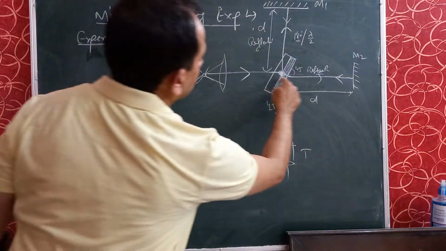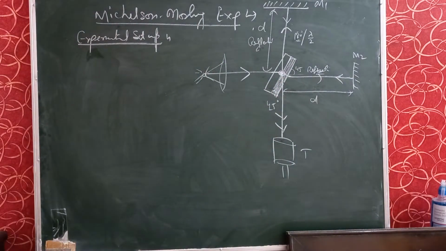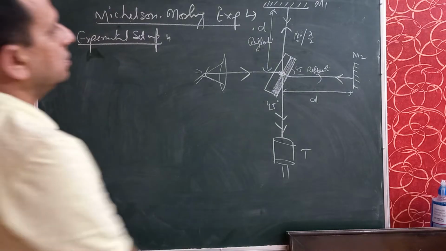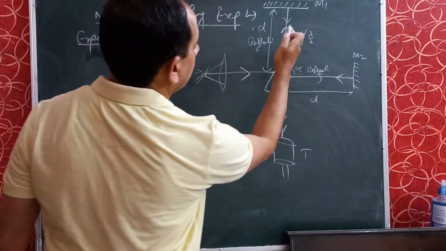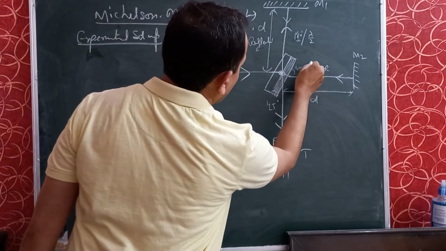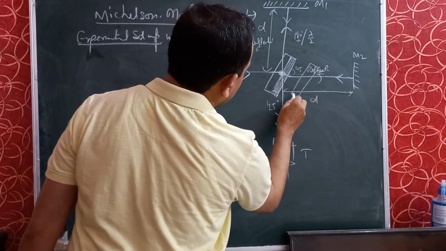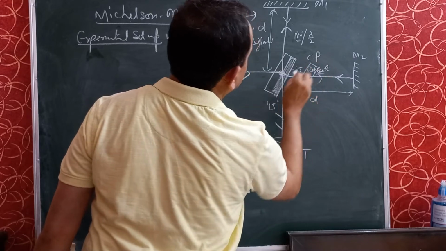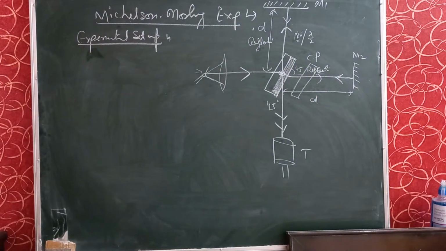But there is no additional path. So to compensate this additional path, which is automatically introduced in case of reflection, we will place a compensating plate, again CP, that is compensating glass plate.